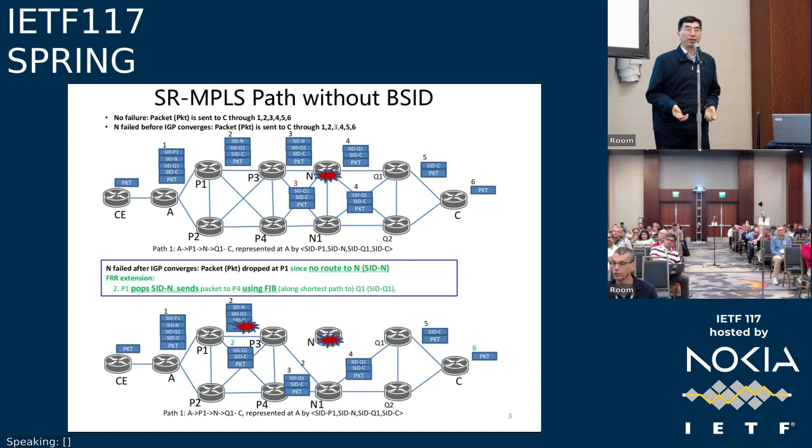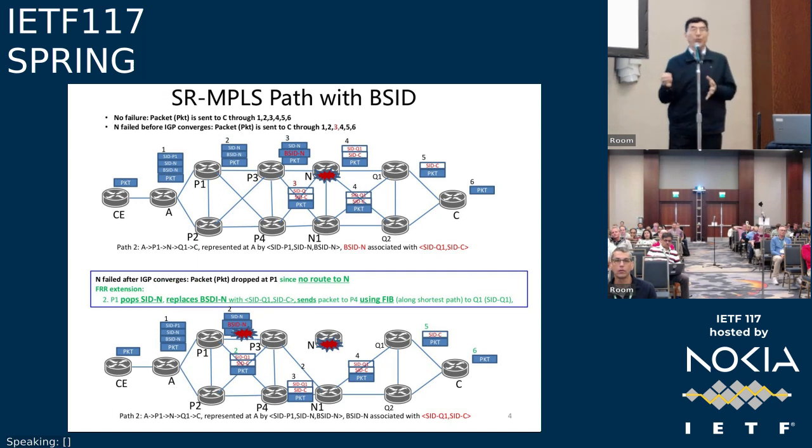So the extension is that upstream node P1 pops the SID of node N, and then just forwards the packet using the forwarding table. That means it forwards the packet according to the forwarding entry to the next hop, which is Q1, and that's it. We can see that the extension for this case is simple: pop the node SID of the failed node, and then do the forwarding using the forwarding table.